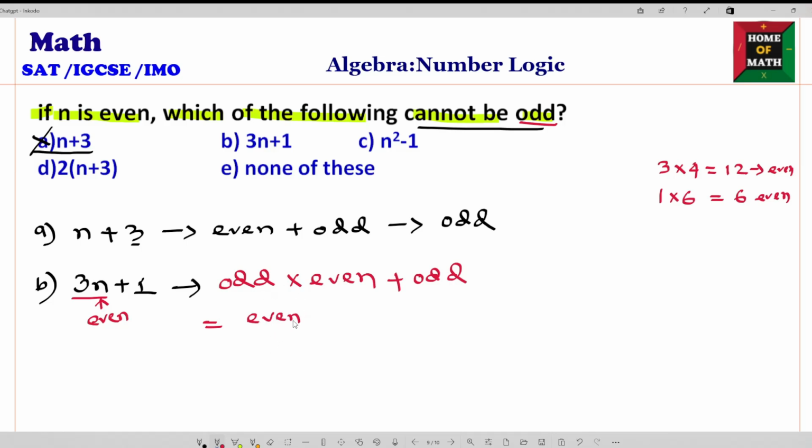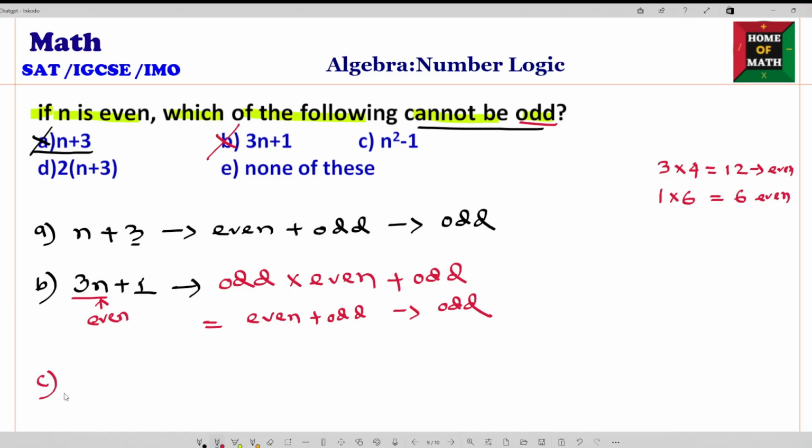Once we add any odd number to an even number, it will become an odd number. So option B is also not correct.